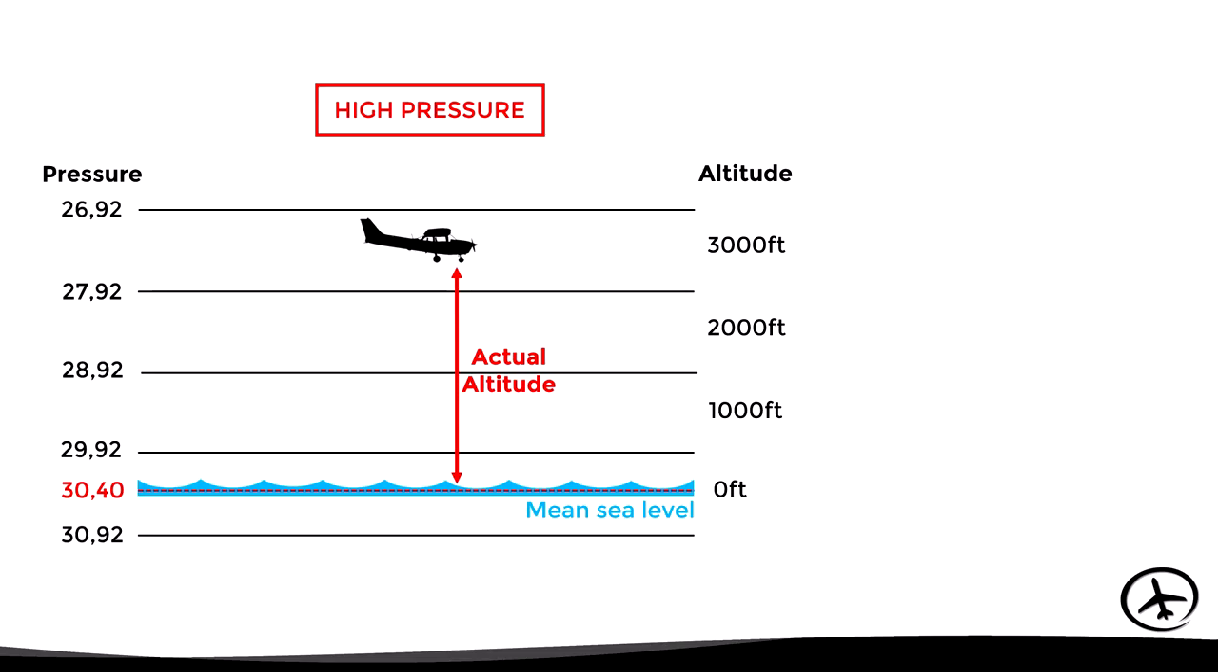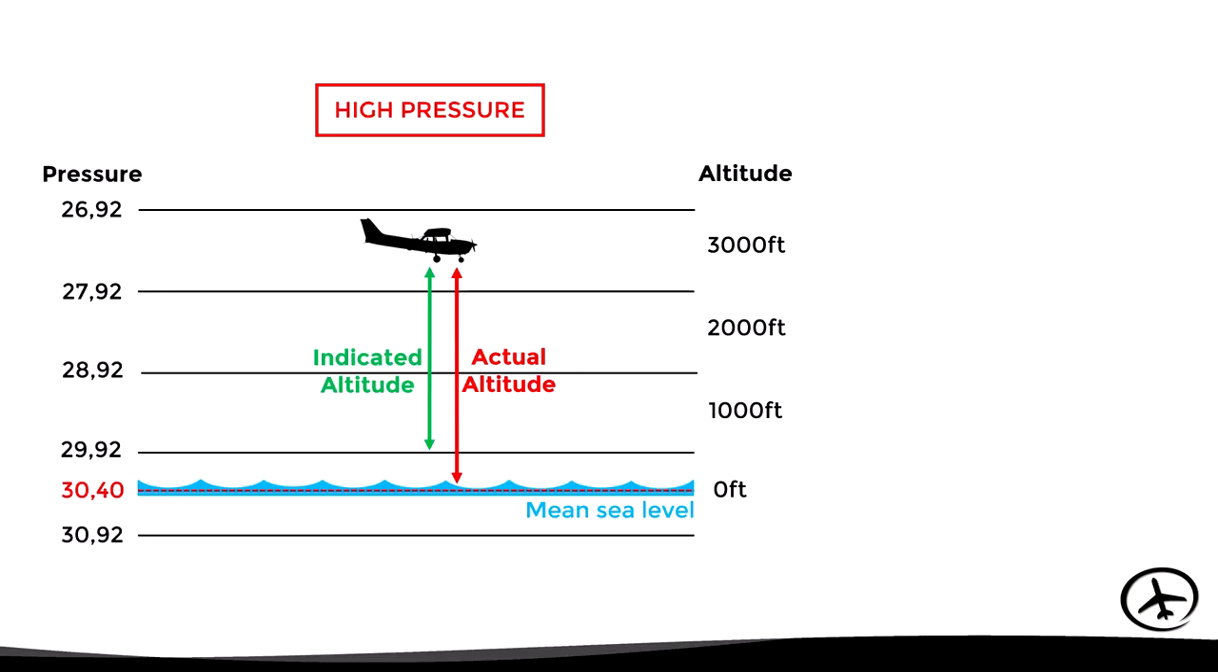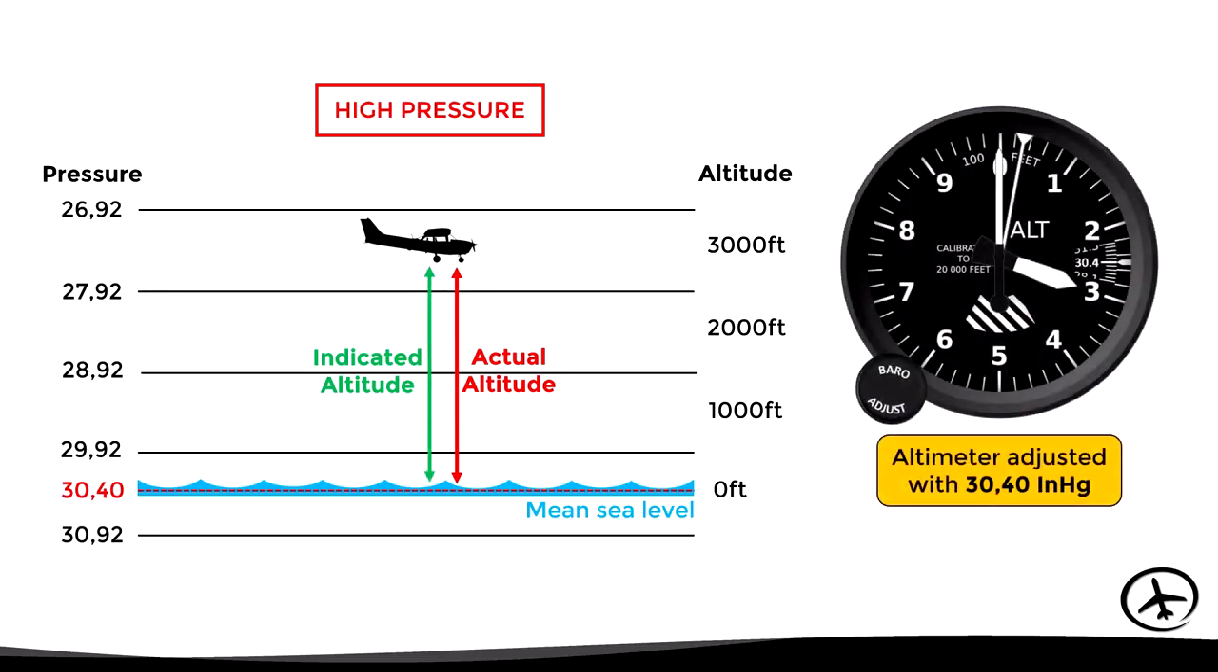In this situation, if our altimeter is still adjusted to use 29.92 as barometric reference, the indicated altitude will be lower than the actual altitude. This happens because the instrument is measuring the altitude in relation to the 29.92 isobar, which in this case is higher than the mean sea level. The solution here is to readjust the altimeter to use 30.40 as the new barometric reference, since it's the current pressure level that identifies the mean sea level. This way the altimeter will measure the actual altitude correctly.